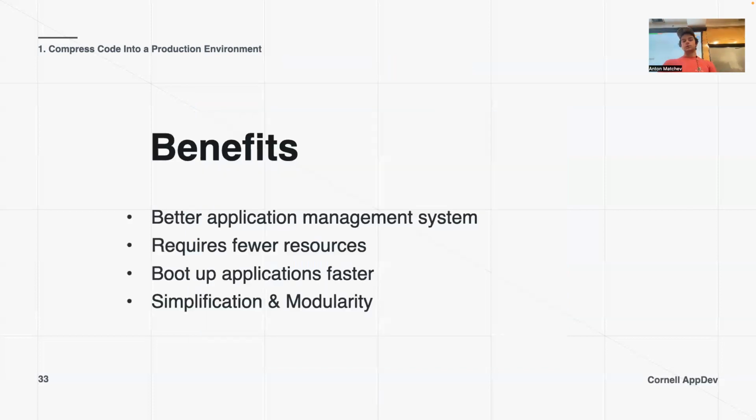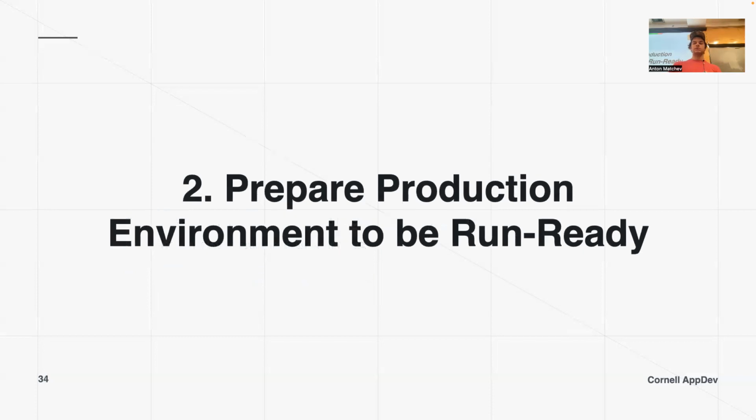Some benefits of Docker are that it's very simple and a standardized way to deploy your apps, so it's a better application management system. It also requires fewer resources, less time and less space, and it boots the application up faster. All this leads to simplification and modularity, which is the goal of DevOps in general. Then the second step is to prepare the production environment to be run ready.